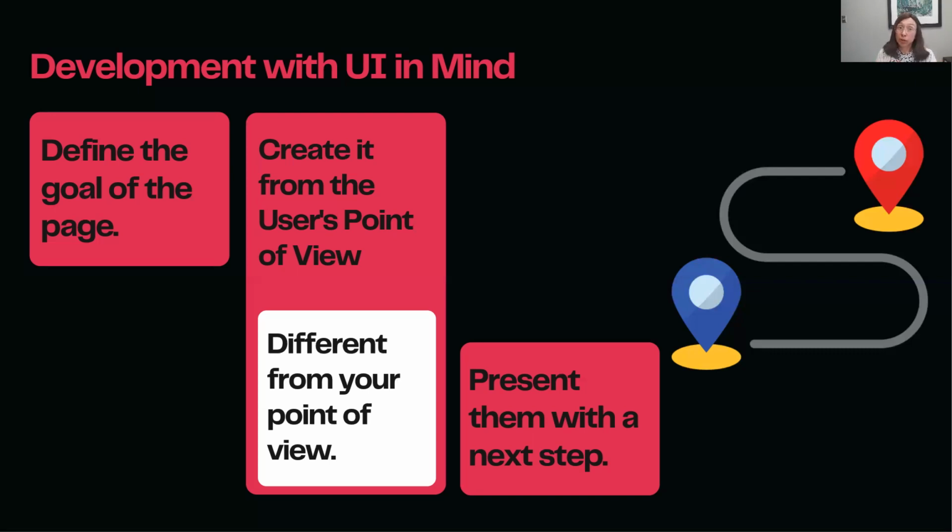But through interviewing your members and your prospects and asking them, is this helpful? Is this useful? Why aren't you using it? And if the answer is, I didn't like it, I don't want it, or I didn't know you offered that, tell me more. I didn't know it was there. That's where the interviews come in. And you want to create that from the user's point of view. And I'll remind you that's different from your point of view. And make sure you present them with that next step of where you want them to engage next.